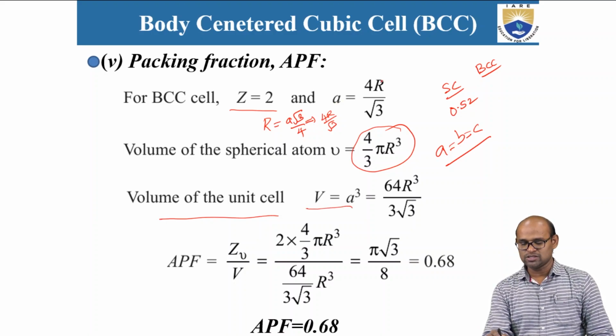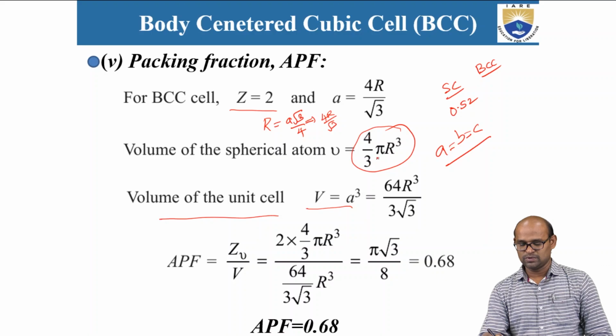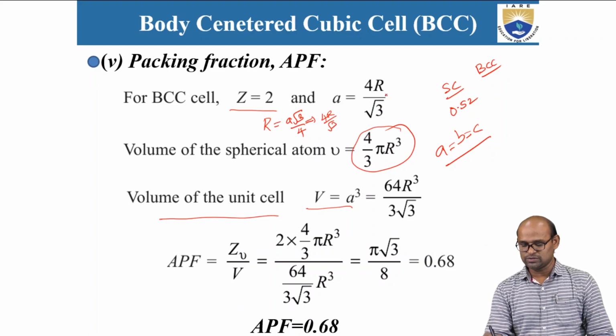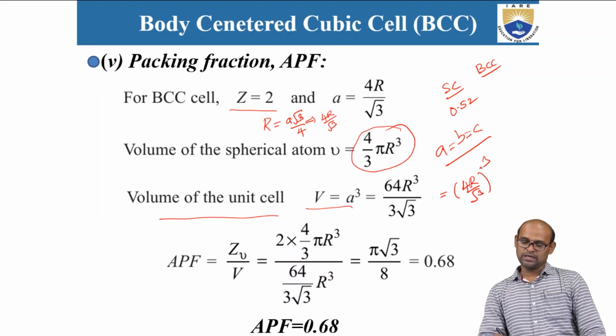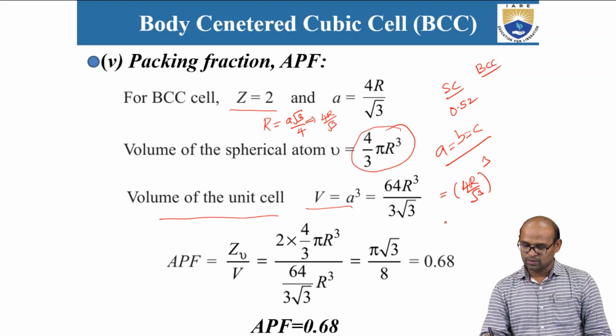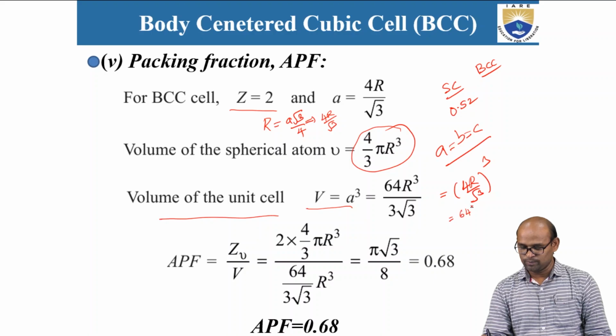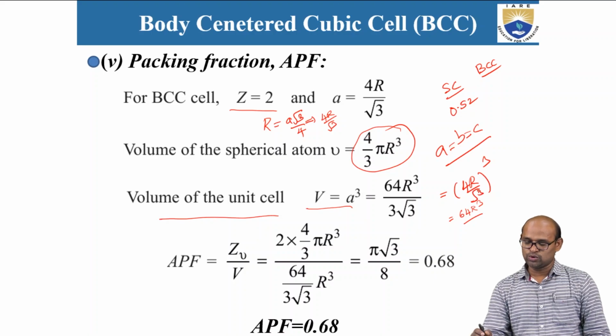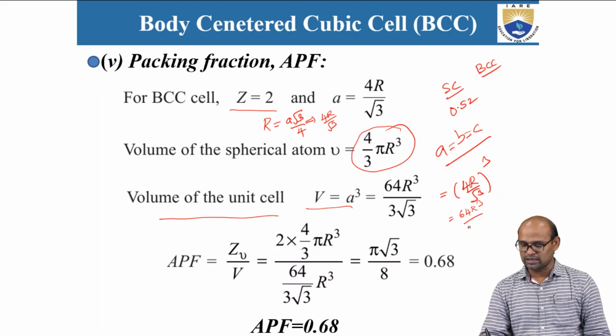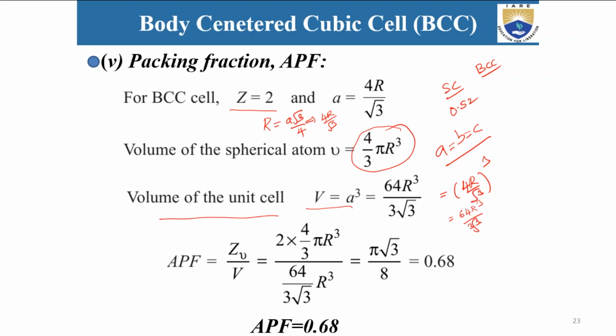So we know what A is. A is 4r by square root 3. So the cube of this A: 4 cube is 64, and r cube by 3 into square root 3, because there is a cube on the square root. So let me write it. A cube is 4r by square root 3, whole cube. So that is 64 r cube by square root 3 cube, and I can write square root 3 cube as 3 into square root 3. So that is the volume.